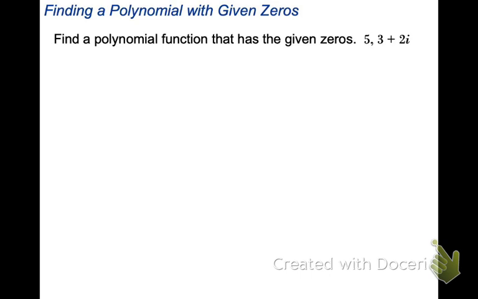So I have x minus 5, right? Yes. Okay. And then I have x minus 3 plus 2i. But then I also have x minus what? 3 minus 2i. Because I have to have what? Plus or minus 2i. I have to have that conjugate pair, yes?